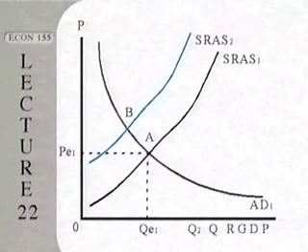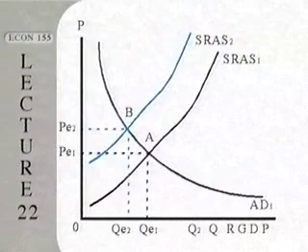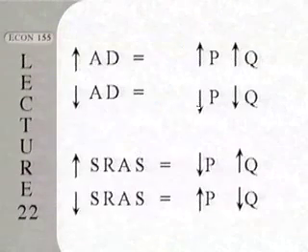So the curve shifts to the left, and I won't trace through every little detail here. What we do is we move to a new equilibrium at point B, and at that new equilibrium, what do we have? A higher price level and a smaller level of real GDP.